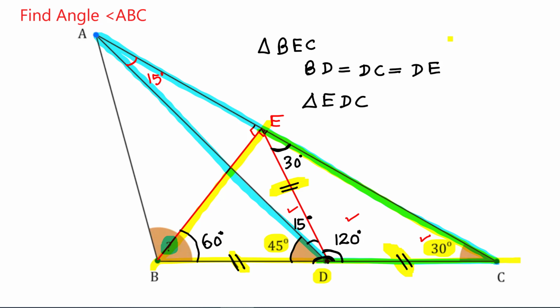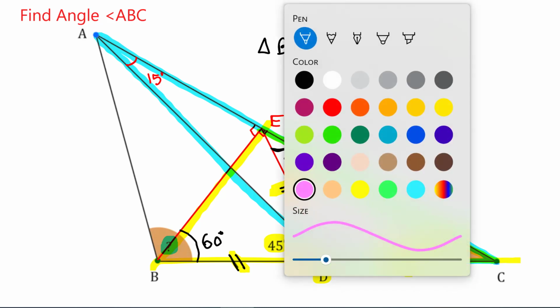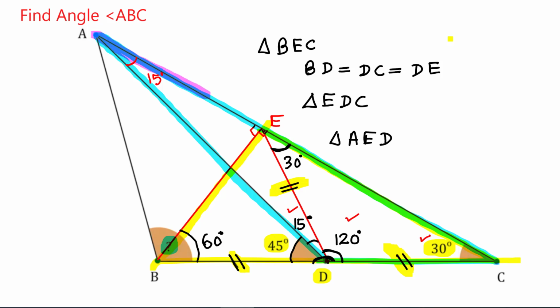This means now if you consider triangle AED, this is also an isosceles triangle. So let us consider this triangle AED. This triangle is an isosceles triangle. So this means this length is equal to this length. So this length and this length are equal.